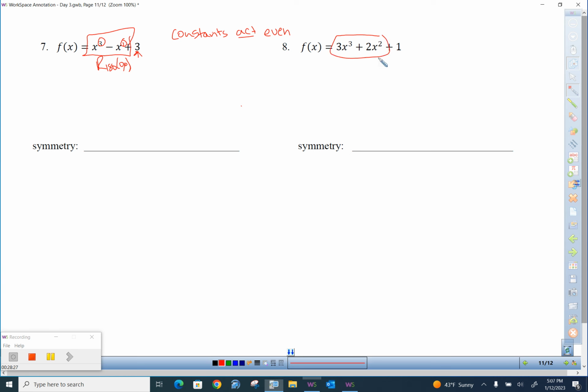But over here, this was not odd, which means it wasn't starting out at the origin, it was starting out at something else, and we can't find it without calculus.